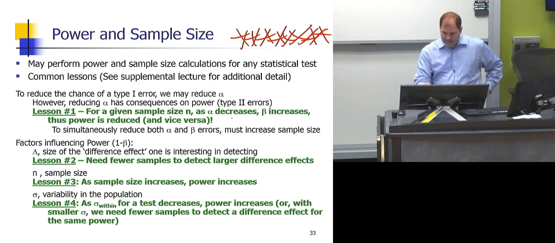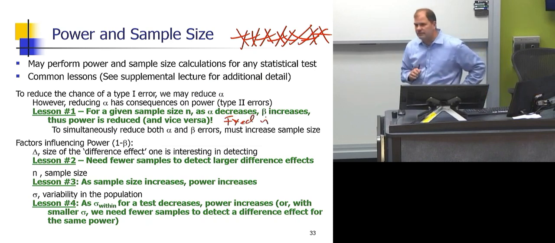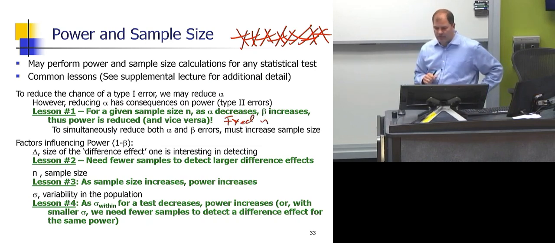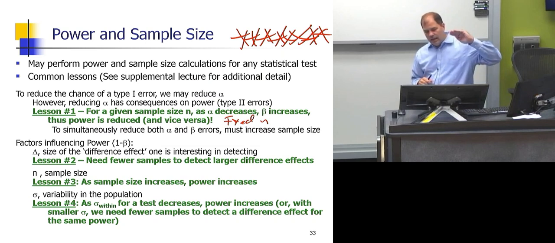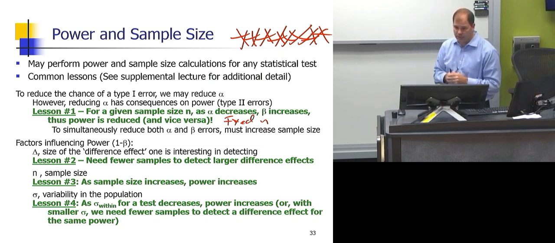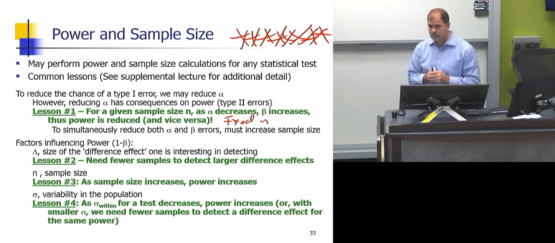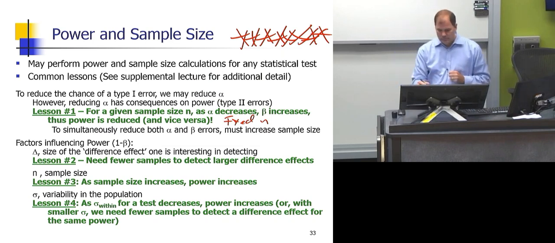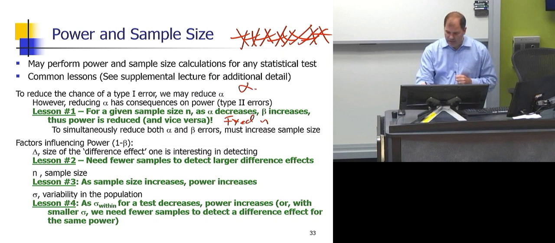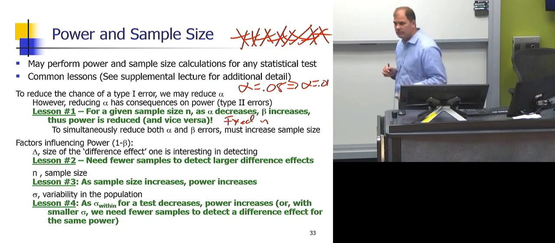If you have a fixed n, meaning you decide this is the subgroup size, as alpha decreases, beta increases, right? So if alpha goes up, beta will go down, and power is increased. Say alpha is 0.05, and you decide to make alpha 0.01.